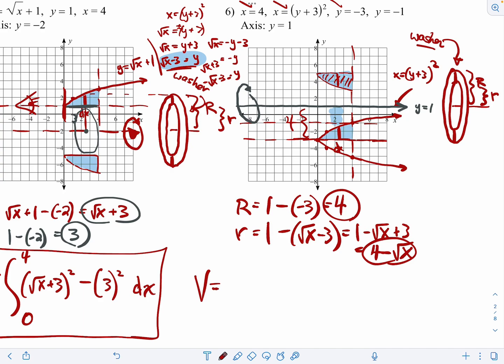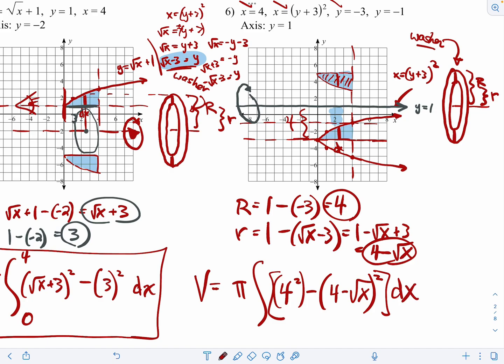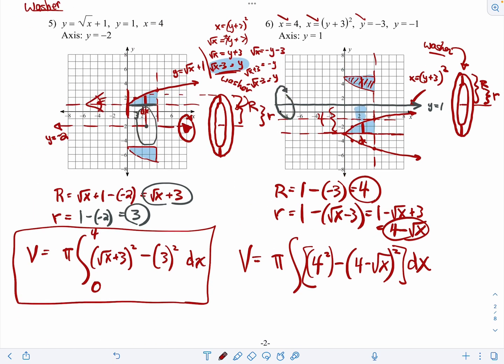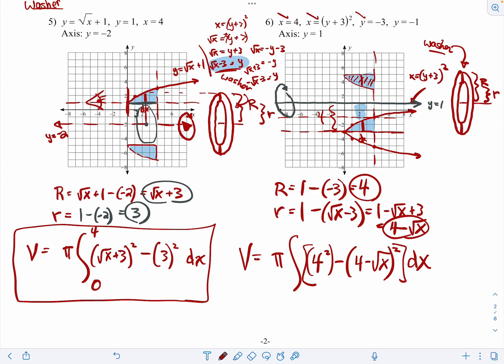The volume of this solid is going to be pi r squared, and our r is going to be the big circle, 4 squared, minus 4 minus radical x squared dx. And our x will range going from left to right, 0 to 4. Okay, hope that helps.